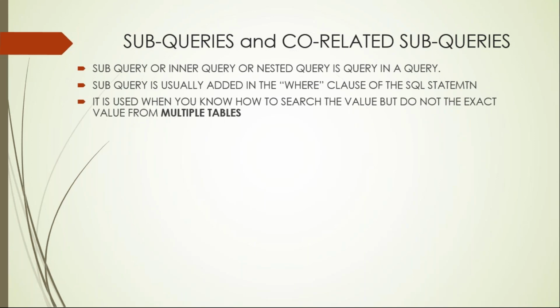It is used when you know how to search the value but do not know the exact value. Subqueries are also used whenever we use joins. Instead of using the join, we can use subqueries wherever it is possible. Wherever there are limitations of subqueries, we cannot use it everywhere, and then joins come into the picture. Joins we can use in every kind of problem.